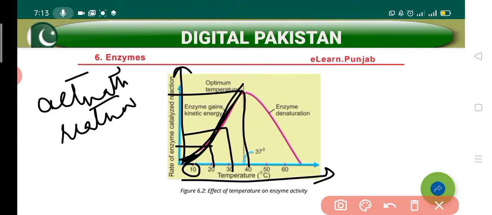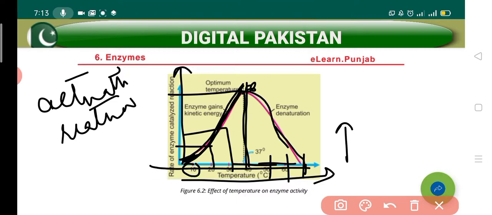And here is the point where, with the increase in the temperature, it is providing acceleration to the reaction. Now the enzyme is performing the maximum activity, at its maximum rate of work. So this is the optimum temperature. But when you further increase the temperature, like 50, 60 and 70, slowly and gradually the rate of reaction is decreasing, and at 70 degrees the rate of reaction will become 0.